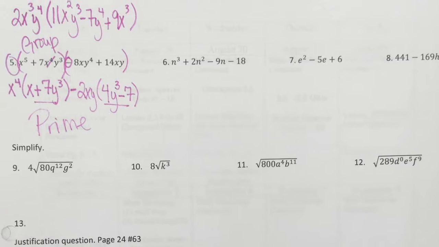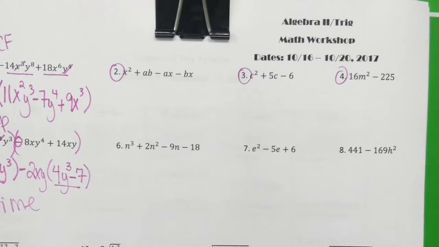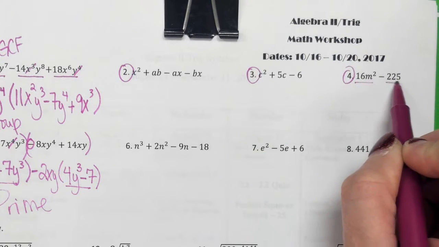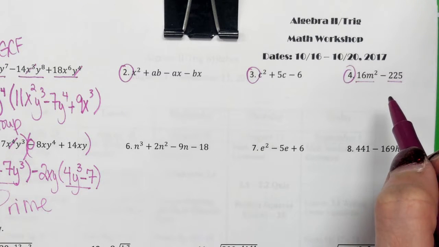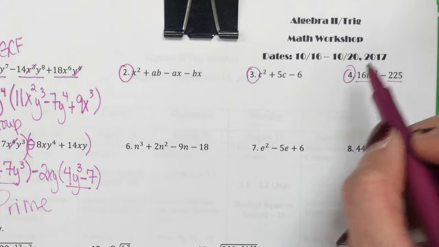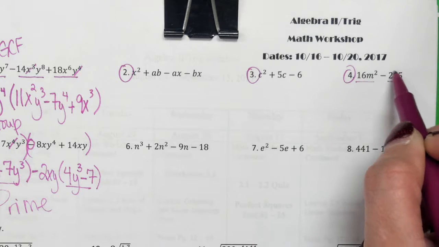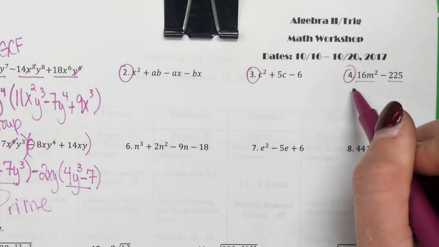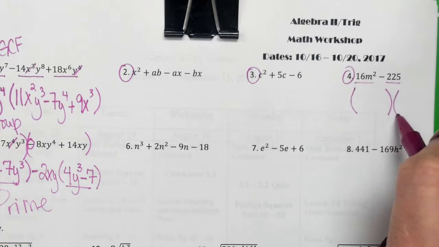All right, what about number 4? How many terms does number 4 have? 2, right? So does it have a GCF? No. So what do you notice about 16 and 225, though? They're perfect squares. There you go. So what's the square root?